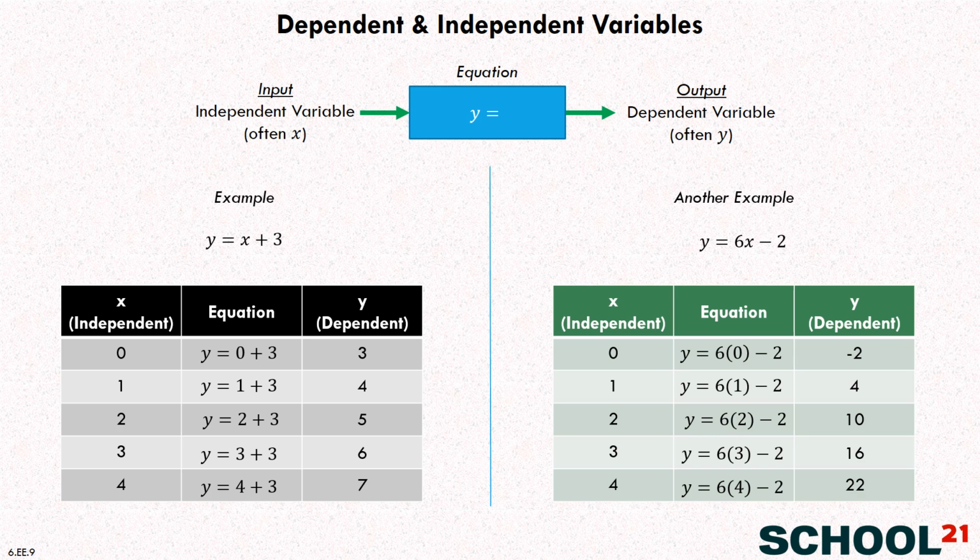22. Okay? So do you kind of get the idea? You always put an input, which is the independent variable, and you get an output, which is the dependent variable. Make sense? Yeah. All right, you got it.